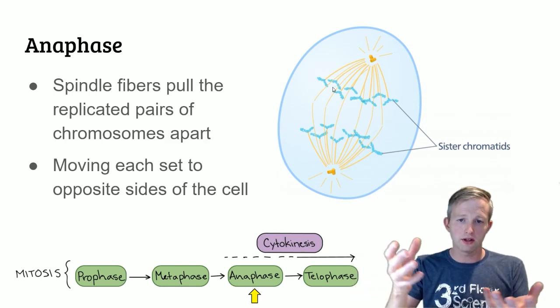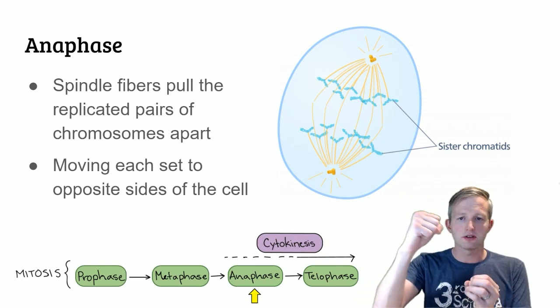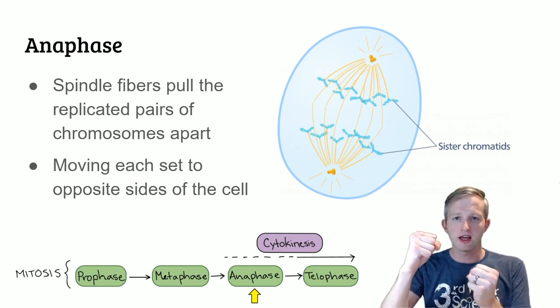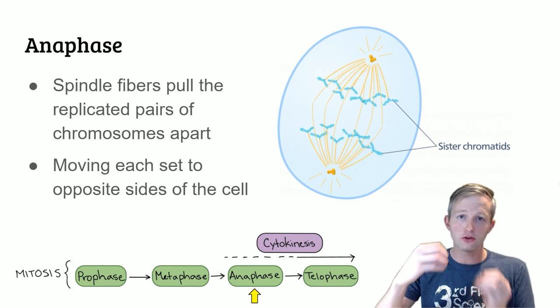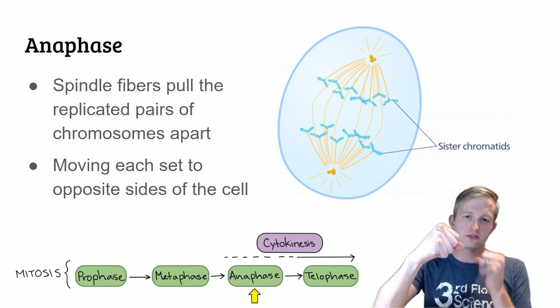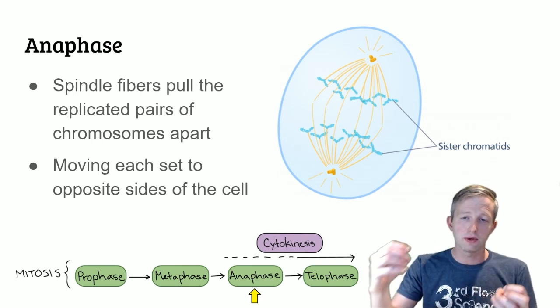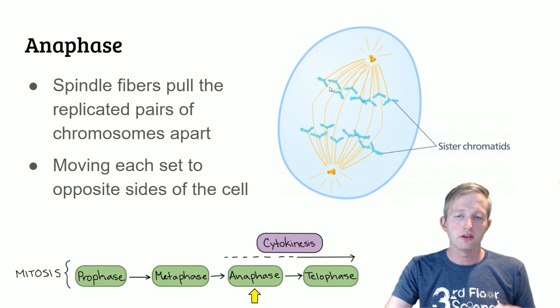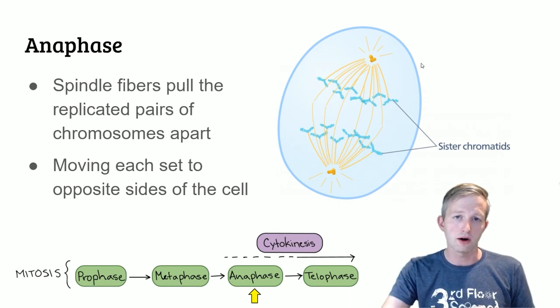And that, as you can probably guess, that elongation and pulling genetic material to the top and to the bottom is just getting ready for us to split this cell right down the middle, so that way we have two cells that each have a full set of DNA, one on the top, one on the bottom, and now we can actually create two cells. So during anaphase, the spindle fibers are pulling the chromosomes apart.